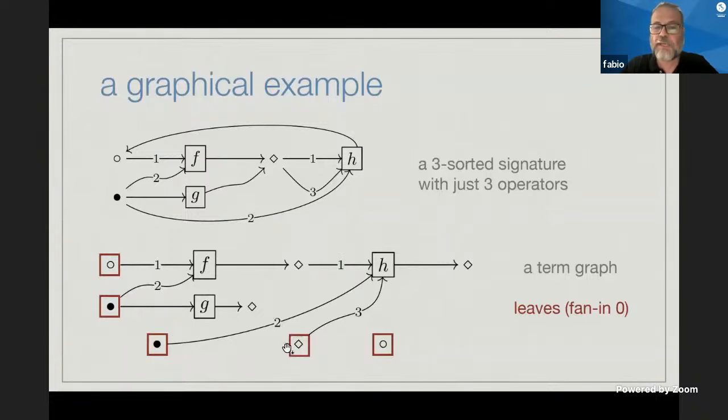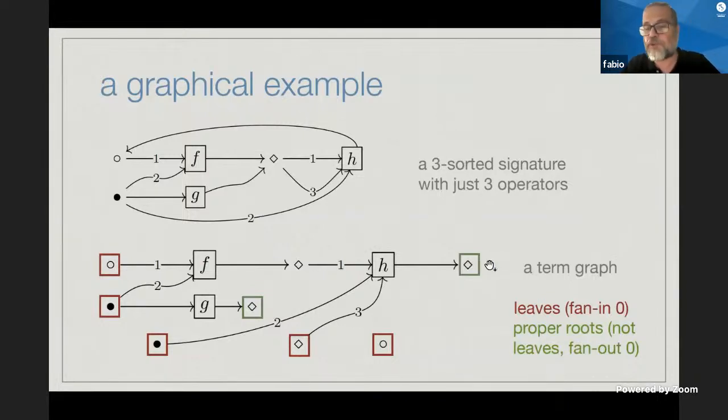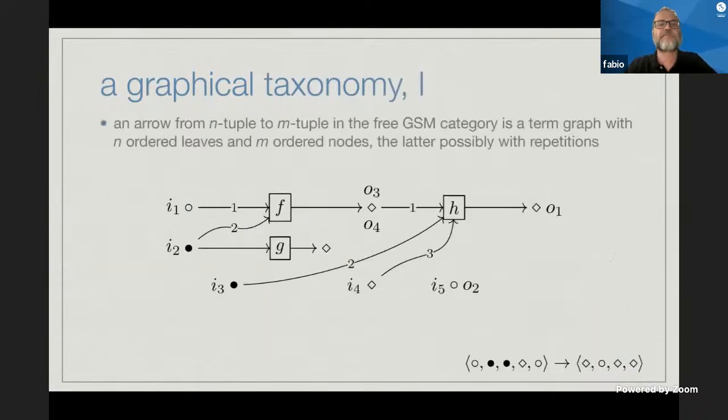There is no tentacle going into the node. So if you want, they are not in the target of any operator. And these two are proper roots. That's to say, the fan-out is 0. They are not in the source of any operator, so to say. And they are not leaves. Okay? Well, now let's try to give some correspondence.